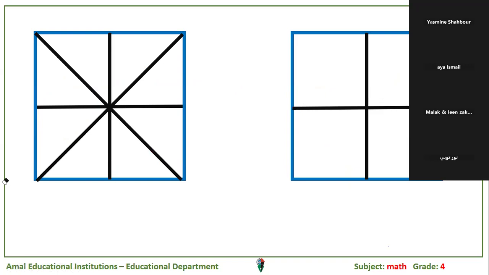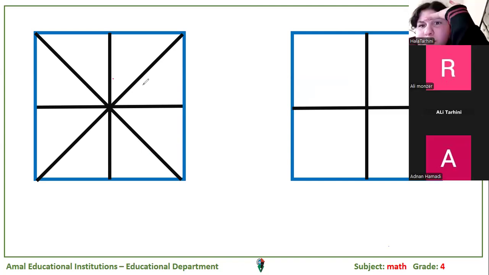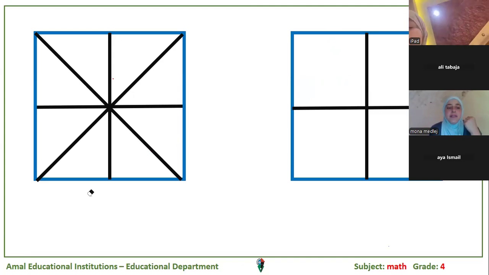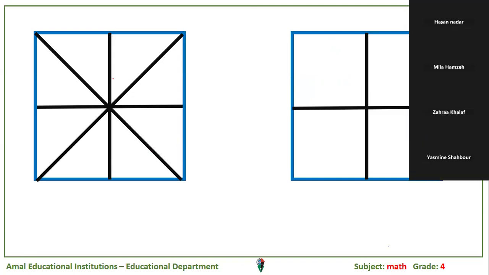Now here we have two examples. In the first example, we have 8 equal parts. And in the second example, we have 4 equal parts. In which example is the size of the piece bigger? The second, true? This is the bigger, because in the second example, we divide into a smaller number of pieces. True? So the size of the piece will become bigger.